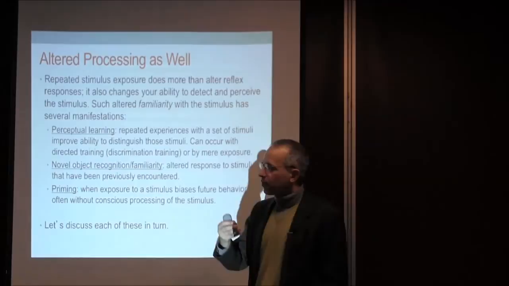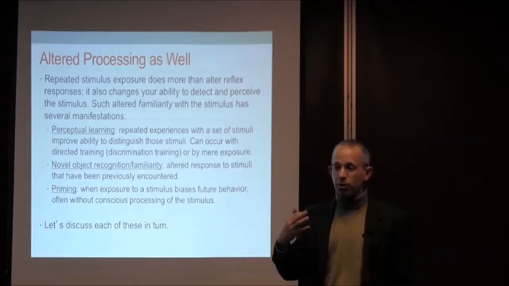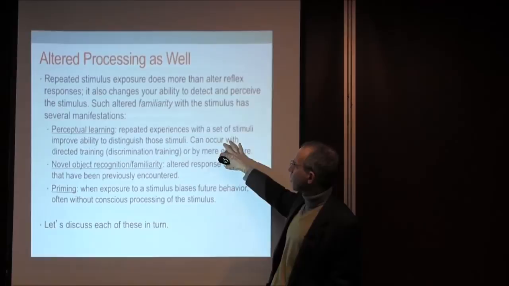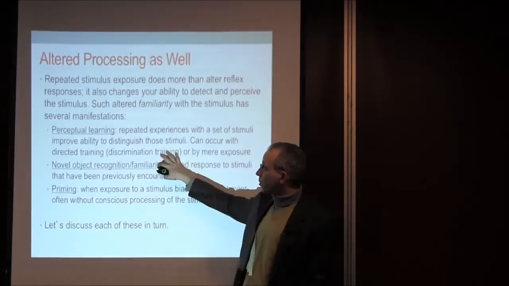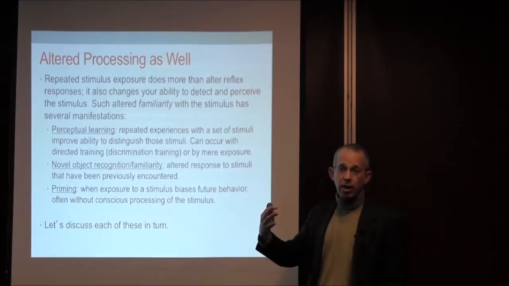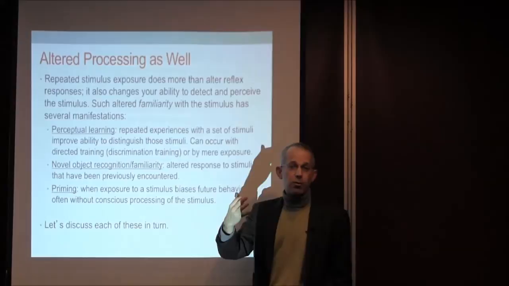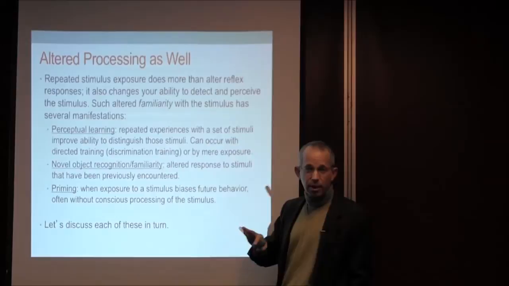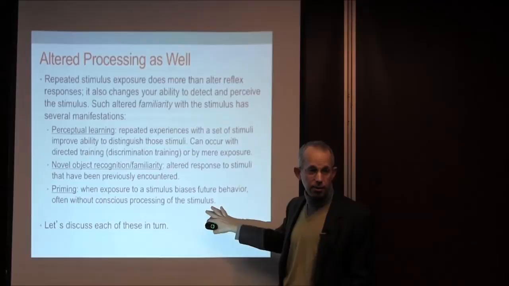Okay. So another way in which we see non-associative learning is altered processing. A repeated stimulus does more than just alter your reflexes. It can alter your familiarity and your ability to process that stimulus. One type of altered processing that we see is perceptual learning: repeated experiences with a set of stimuli improve your ability to distinguish those stimuli. It can occur both with directed discrimination training as well as just by being exposed. The more you're exposed to stimuli, even without being trained that one is rewarded and one is punished, you become familiar with them and increase your ability to process them. We also see altered response to stimuli that have previously been encountered, so familiarity. And we see priming, which is when exposure to a stimulus at one point biases future behavior, often without conscious processing. I'm going to discuss each of them in turn.